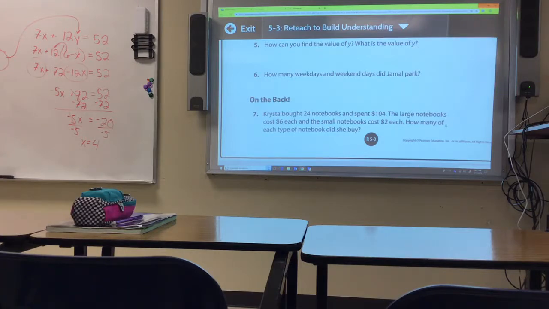Krista bought 24 notebooks and spent $104. The large notebooks cost $6 each, and the small notebooks cost $2 each. How many of each type of notebook did she buy? So she bought large notebooks and small notebooks, 24 of them total. Okay, so I want each of you to write your 2 equations, and I want to check those first.